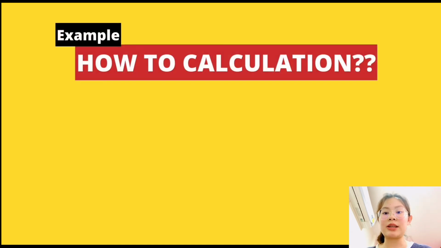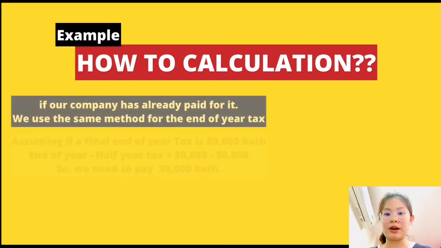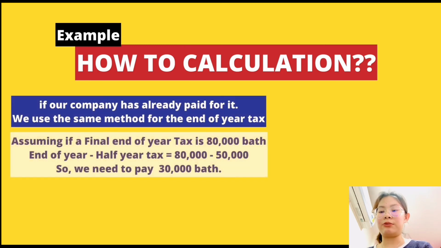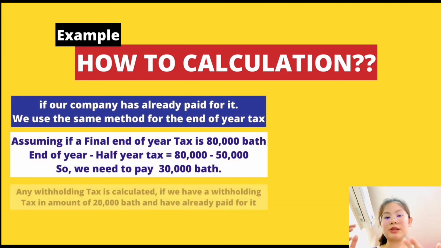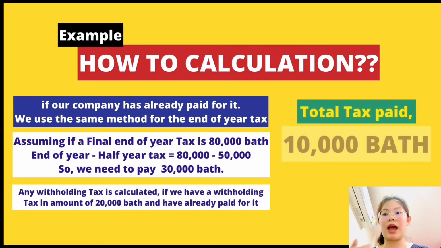If our company has already paid for it, we can use the same method for the tax at the end of the year, and the total is 80,000 baht. And lastly, we need to pay the rest of 30,000 baht since we subtract 50,000 from 80,000. And if our company has tax withheld, we can deduct it from the amount of tax as well. For example, if our company has tax withheld throughout the year of 20,000 baht, then at the end of the year, our company will pay an additional amount of only 10,000 baht.